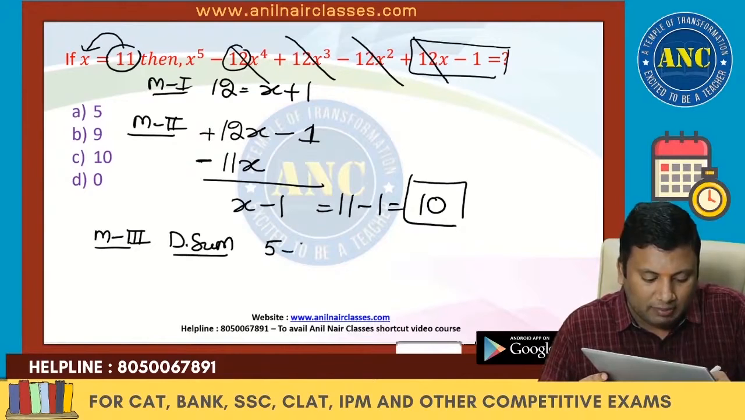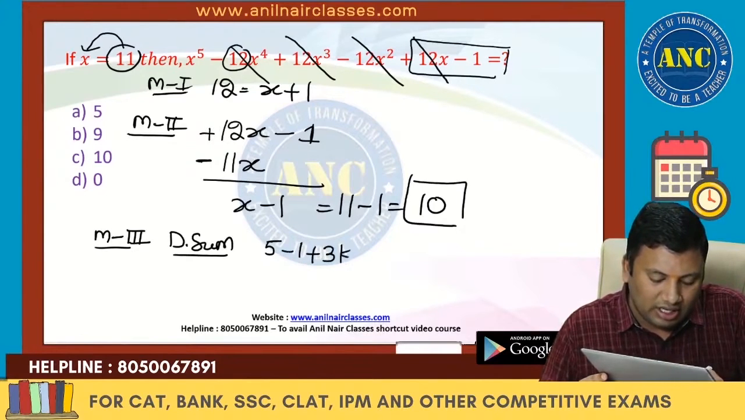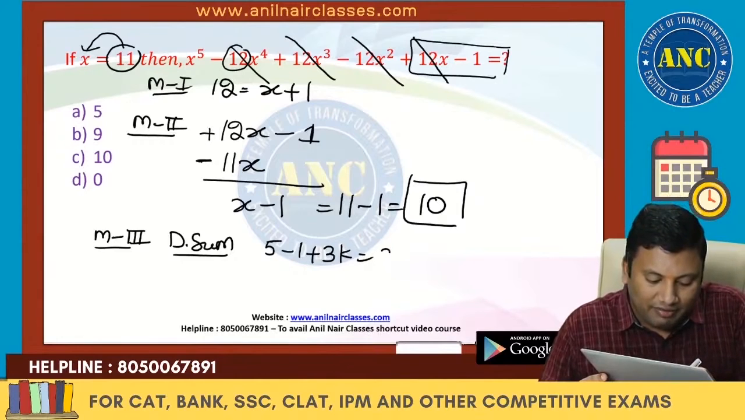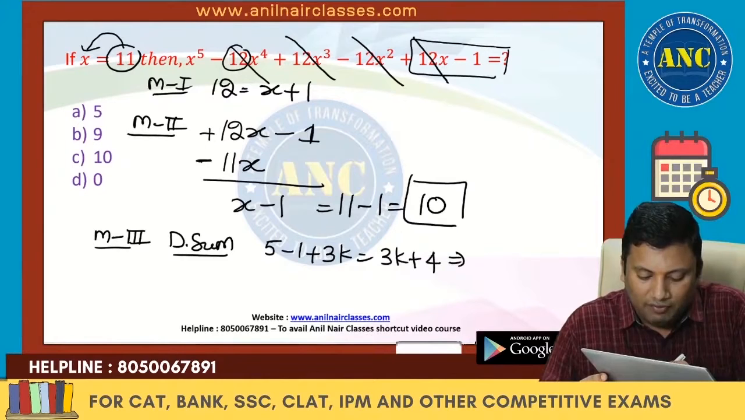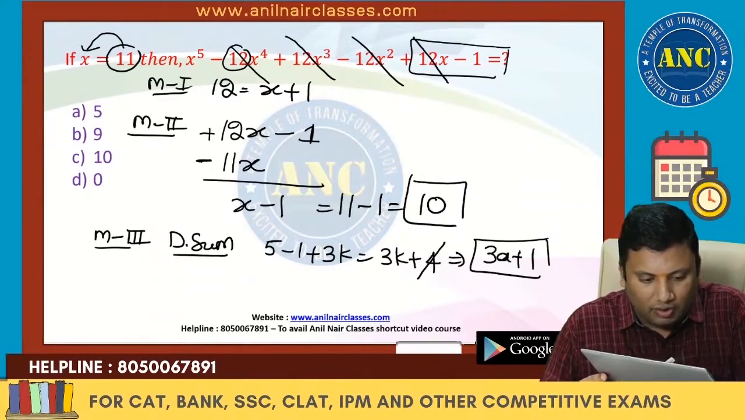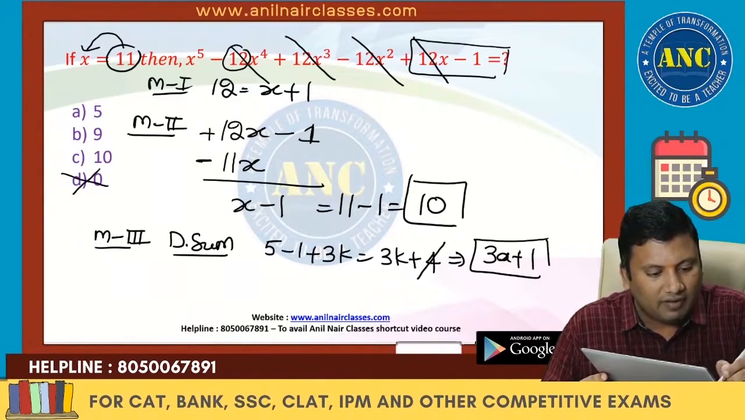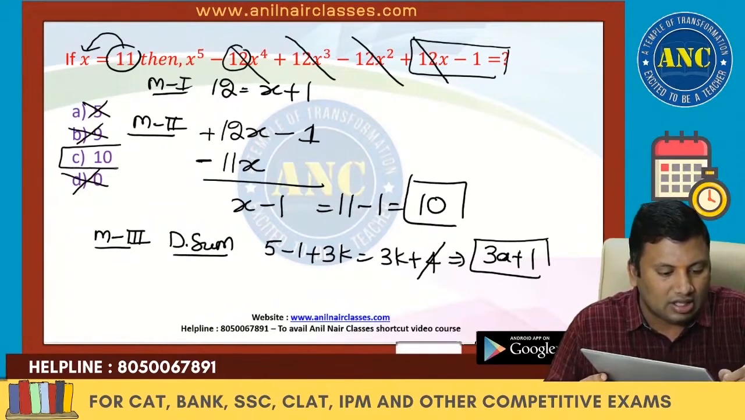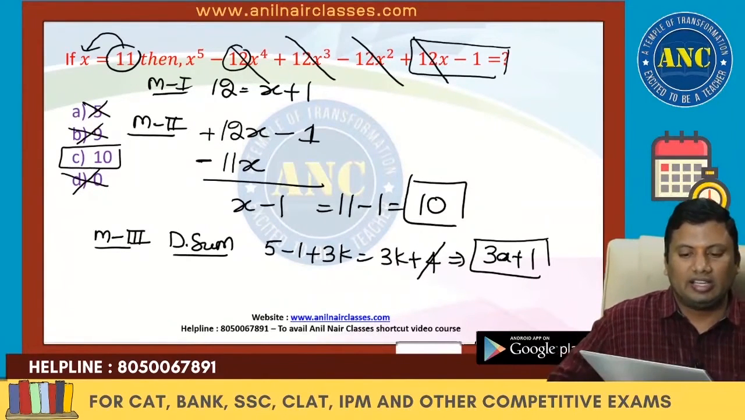So this is nothing but 5 minus 1 plus 3k. 5 minus 1 is 4, which gives 3k plus 4, and 4 divided by 3 leaves remainder 1. The answer, when divided by 3, should give a remainder 1. The answer is nothing but 10. I hope the idea is clear.